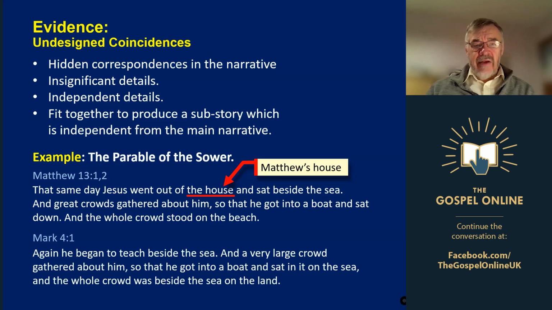There's the Mark account. And here we've got Jesus beginning to teach beside the sea, and the crowd gathers around him. Now, this is from Peter's point of view, as the accounts in Mark's gospel tend to be. And it doesn't have any mention of the house at all. Of course not. It's Matthew's house, not Peter's house. And so Peter, it seems, wasn't with Jesus and Matthew at the start of Matthew's account.